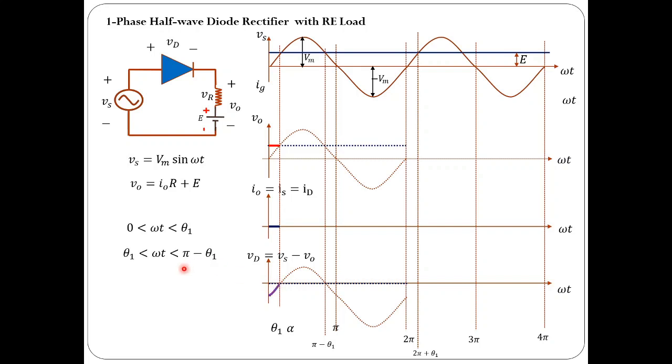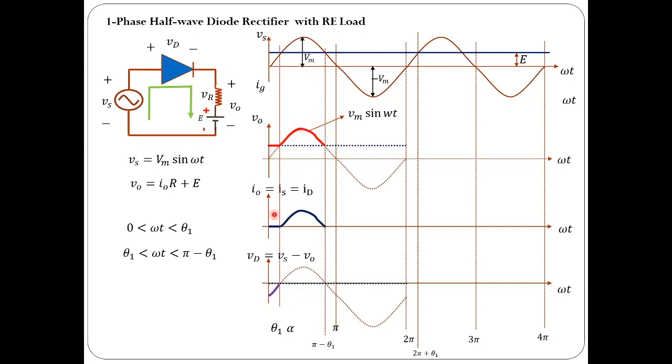And omega t ranging from theta 1 to pi minus theta 1. So this is pi minus theta 1. During this interval, Vs is more than the battery voltage, so the diode is going to be forward biased and would conduct. During that conducting period, the voltage across the diode is going to be 0. The source voltage is the same as the load voltage during this period. So the diode is conducting, and the source voltage, the same as the load voltage, is equal to Vm sin omega t.